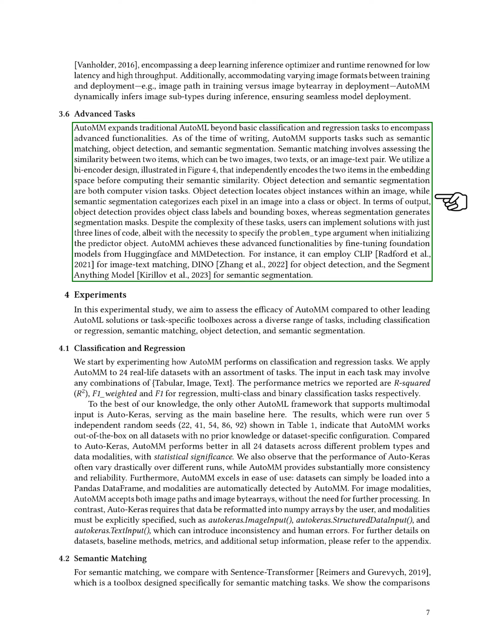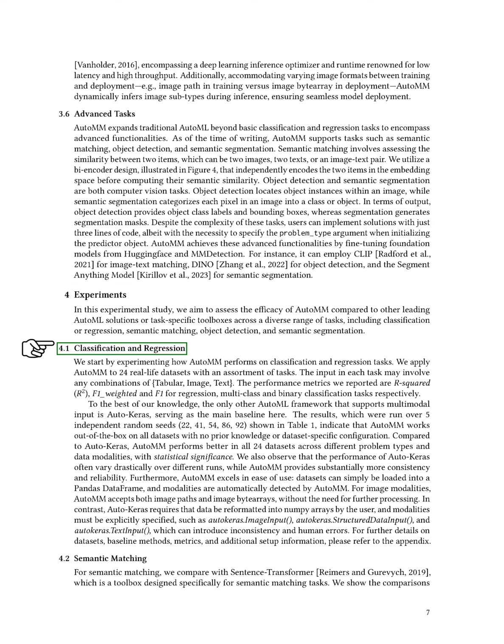Even though these tasks are complex, users can implement solutions with just 3 lines of code, but they need to specify the problem type when initializing the predictor object. We achieve these advanced functionalities by fine-tuning foundation models from Hugging Face and MMDetection, like using CLIP for image-text matching, DINO for object detection, and the Segment Anything model for semantic segmentation. In our experiments, we aim to evaluate the effectiveness of our system compared to other top AutoML solutions or task-specific toolboxes across various tasks like classification, regression, semantic matching, object detection, and semantic segmentation.